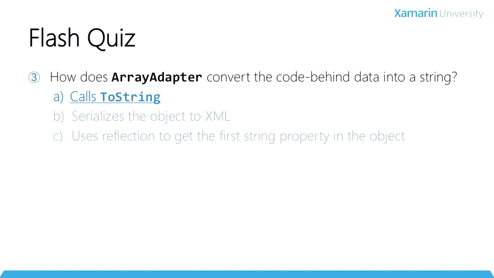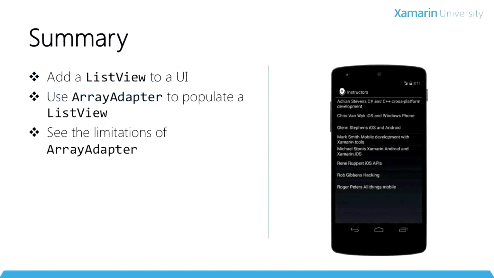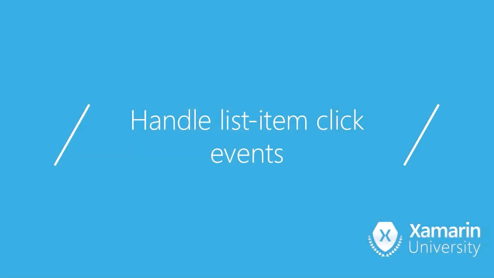And the correct answer is A. It'll just call the toString method. Let's just summarize the points up until here. So we've added a list view to our UI, and we've also used an array adapter to populate a list view with some simple data. And we've also had a bit of a look at the limitations of an array adapter. Let's move on to our next objective.